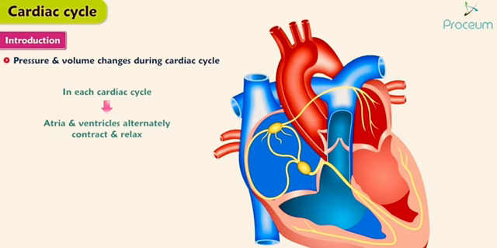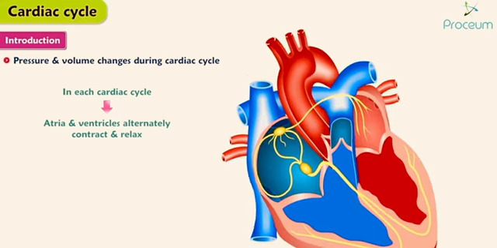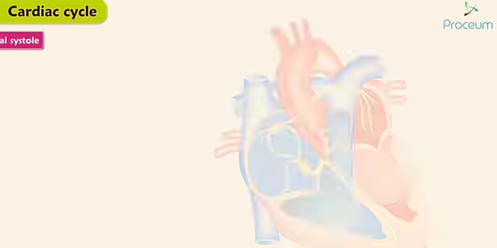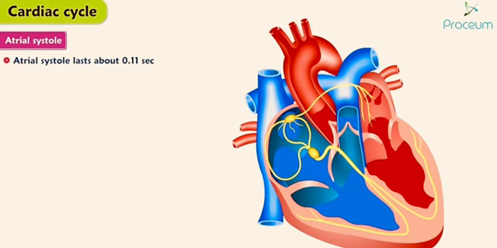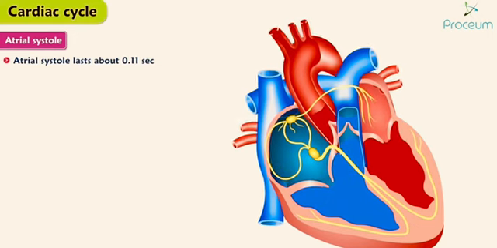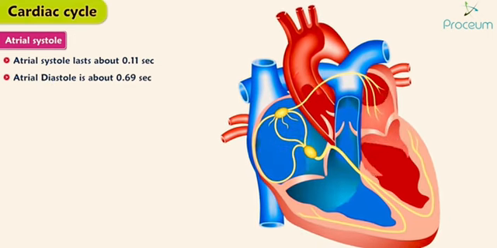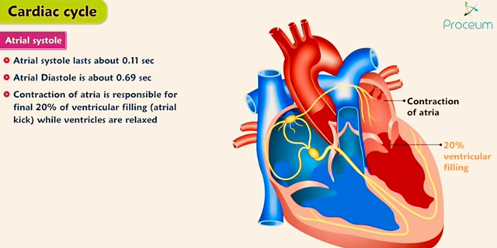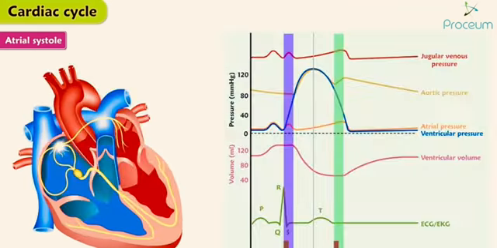In each cardiac cycle, the atria and ventricles alternately contract and relax, forcing blood from areas of high pressure to low pressure. When a chamber of the heart contracts, its blood pressure increases. The first phase is atrial systole. Atrial systole lasts about 0.11 second and atrial diastole about 0.369 second. Contraction of the atria is responsible for the final 20% of ventricle filling.